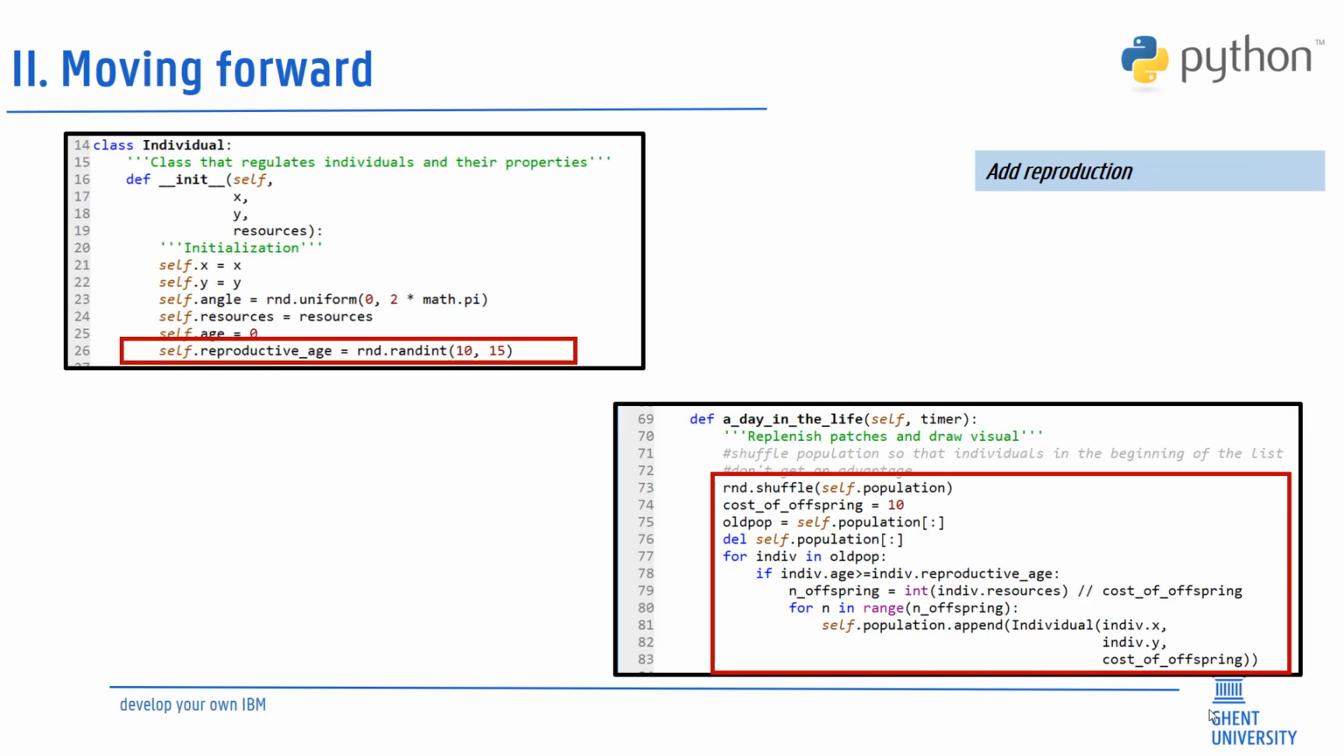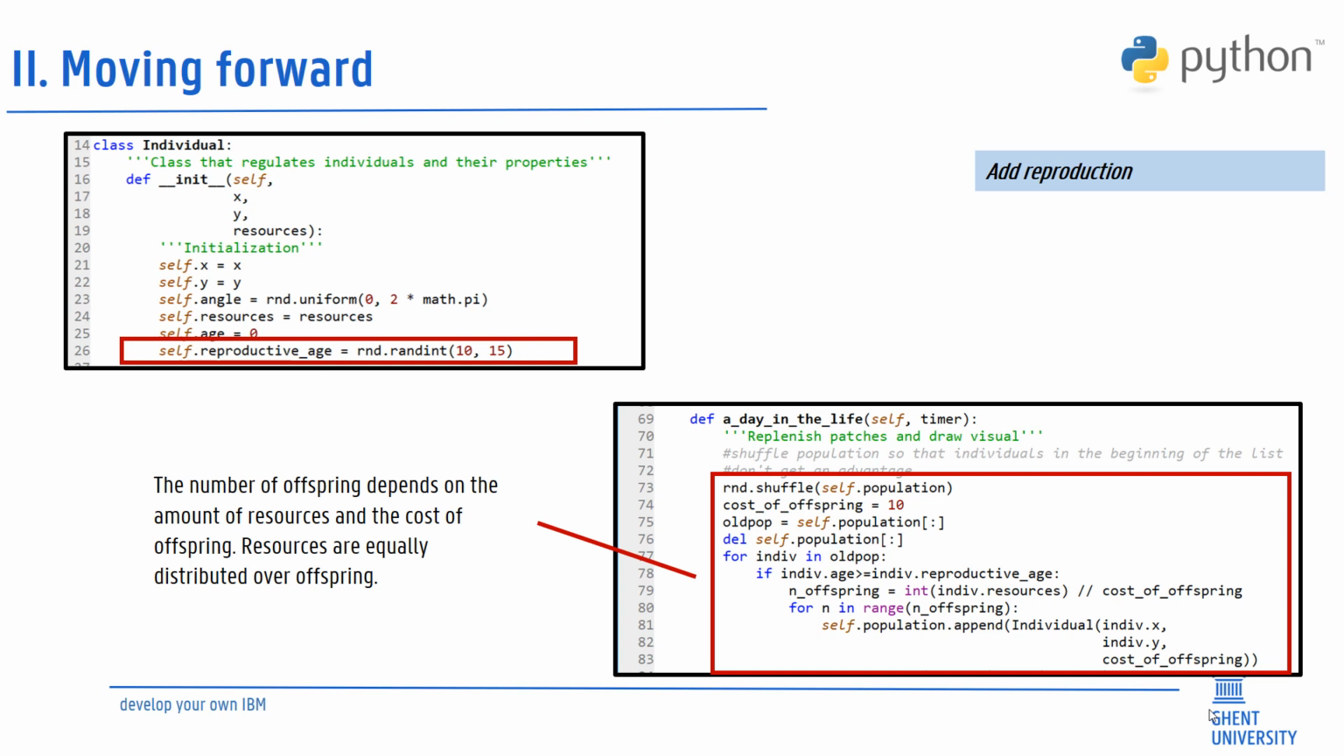We also add reproduction now and allow individuals to reproduce from age 10 till age 15. The number of offspring depends on the amount of resources and the cost of producing an offspring. Resources are thus equally distributed over all the offspring. Importantly, we shuffle the list to avoid lucky lineages in the beginning of the list, always eating first, for instance. Otherwise, we get very strange priority effects in which the first listed individuals get all the advantages and the remainder nothing. Especially when studying selection on traits, shuffling avoids strange computational bias.